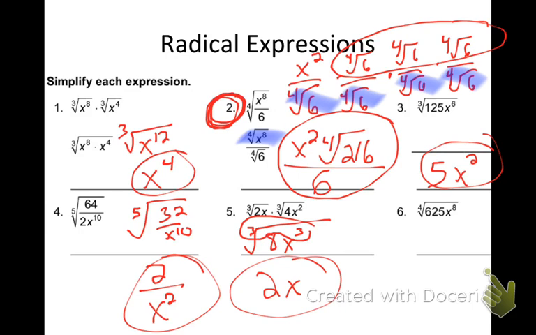Good question. Yep. Number 6 here. The fourth root of 625 x to the 8th. What's the fourth root of 625? Again, start low. 5. Think of numbers that are compatible. Like if it ends in a 5, what do you think it's probably got to be? Something with a 5, right? So the fourth root of 625 is 5.